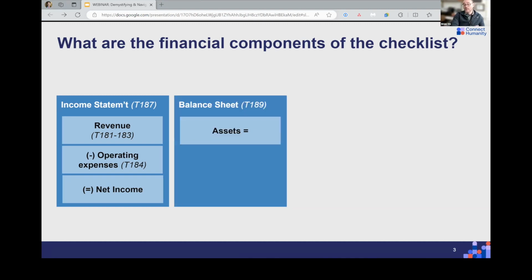The next chunk is the balance sheet, T189, and there are a few components to the balance sheet. First one is assets. So this would basically be things like the value of the network equipment, your accounts receivable. So basically money people owe you, but they haven't yet paid to you. That all generally goes into assets. Your cash on hand sits in here as well.